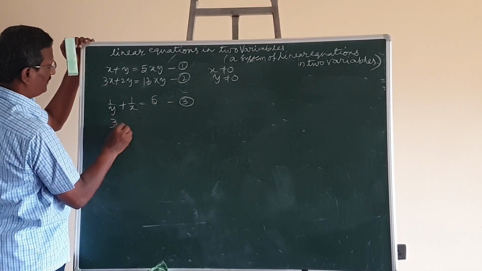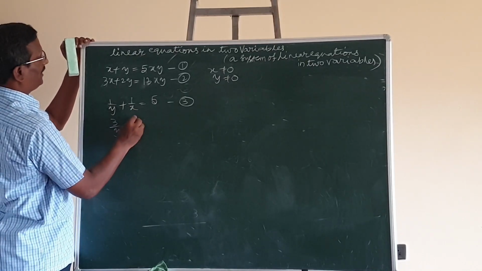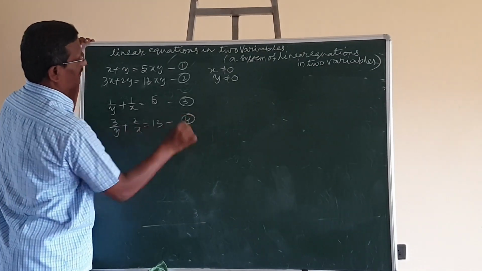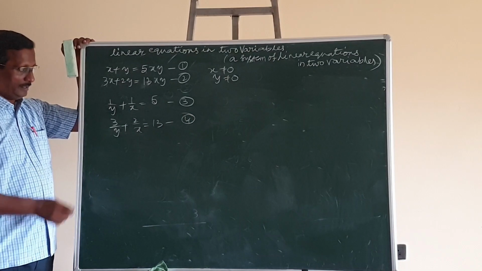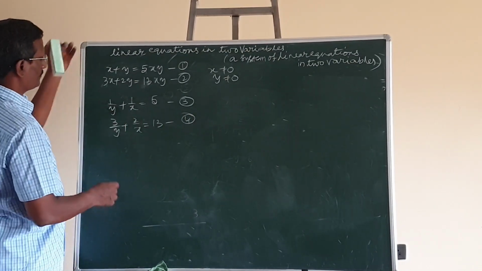Now this second equation also, on dividing both the sides by xy: 3x divided by xy is equal to 3 by y, 2y divided by xy is equal to 2 upon x, is equal to 13. It is equation 4. Now, these two equations we can solve in a very simple way.